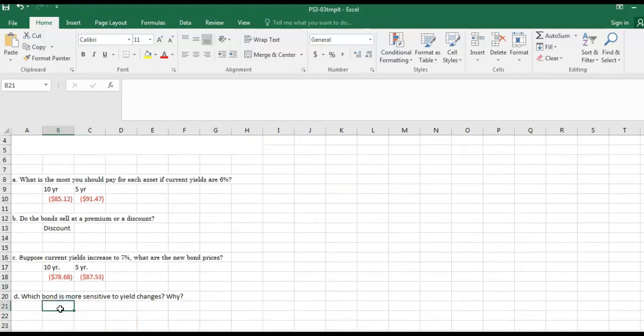Now there's this question: which bond is more sensitive to yield changes? Again, we need to be able to think about why this might be true. This long-term bond is selling at a deeper discount than the shorter-term bond, reflecting the fact that this gap between the coupon rate and current yields is going to impact my returns for a longer period of time. That should tell us already something about sensitivity.